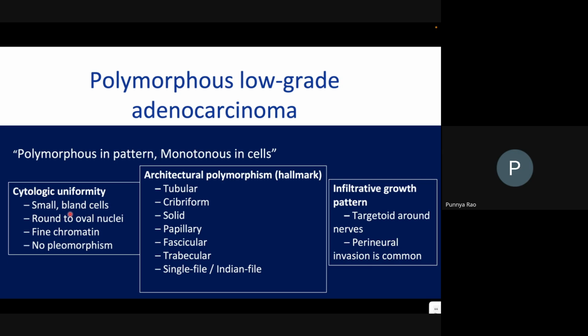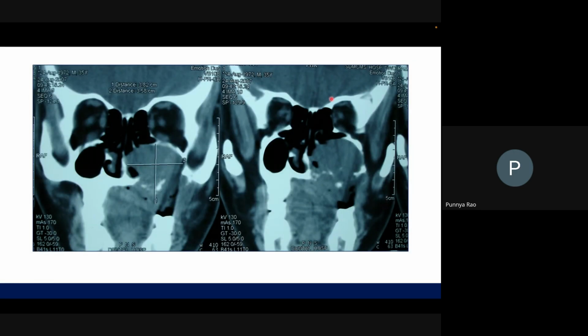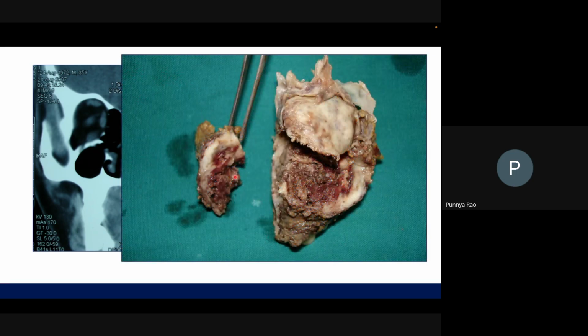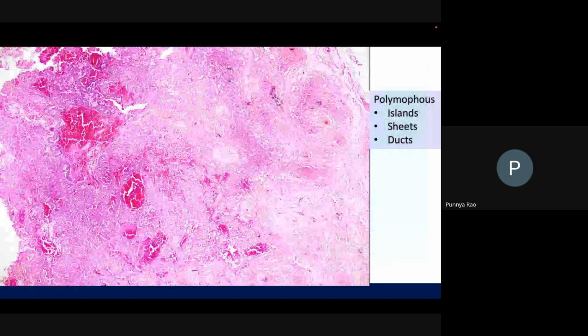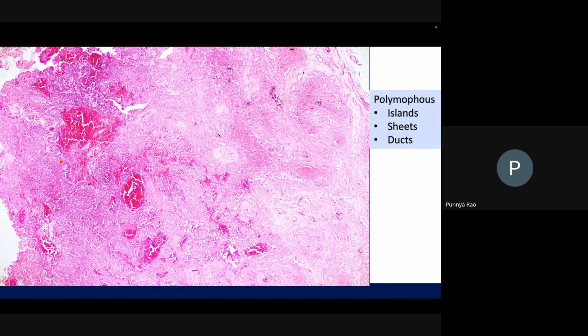But the cells are small, bland, very glassy looking, and very typical. If you see the cells, it's very easy to identify. They have a specific propensity for perineural invasion, and a specific type of neural invasion, which is referred to as targetoid. So this was the case which occurred in the palate. Again, you can see it extending into the maxillary sinus and the nasal cavity. It's considered a low-grade malignancy, but definitely it is a malignancy, so it is infiltrative and invasive. And this was the gross picture, a lot of areas of hemorrhage, and you could see this was the tumor mass.